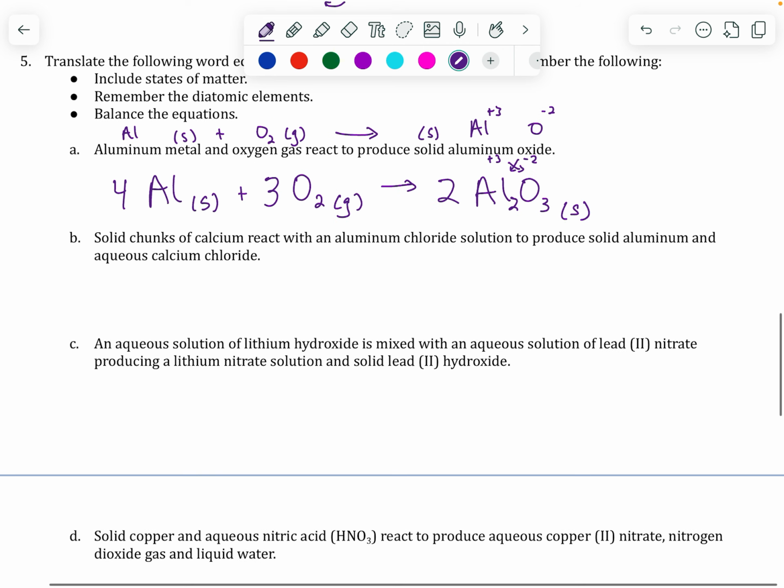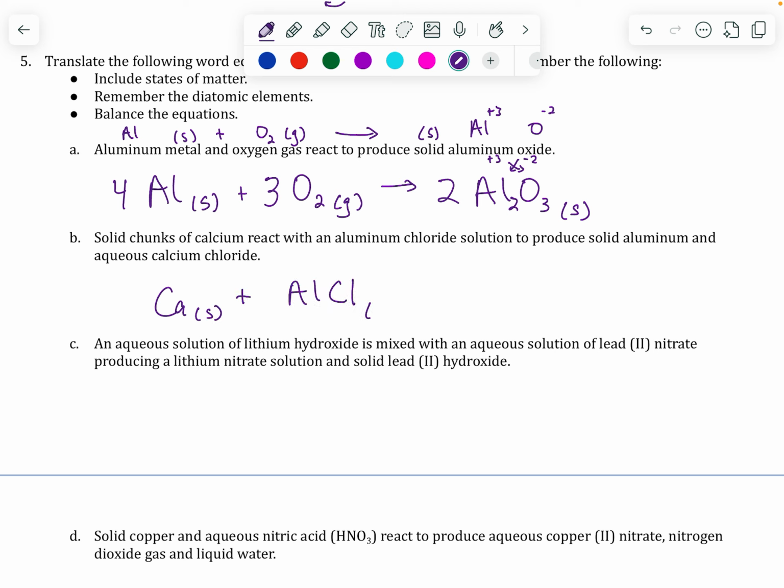All right. Solid chunks of calcium, so that's calcium, solid, reacts with aluminum chloride solution, which is AQ. Since this is an ionic compound, I have to balance the charges. I see that this is AlCl3 to produce solid aluminum and aqueous calcium chloride. Now I have 2 new ions coming together, so I need to do a different rebalancing of the ion charges, and that is aqueous because it says aqueous there.